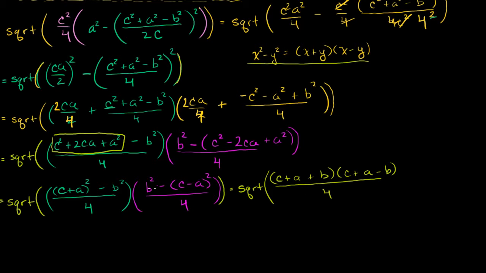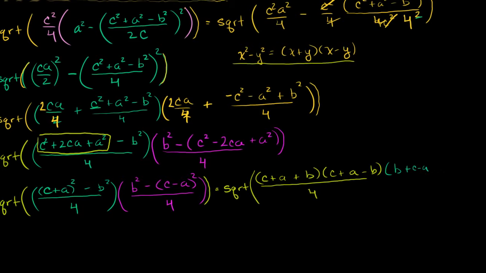And then we have this one. This is going to be b plus c minus a. So we're going to have b plus c minus a. Let me scroll down to the right a little bit. Times, right, b plus c minus a. Right, that's x plus y times b minus c minus a. Or that's the same thing as b minus c plus a. That's the same thing as b minus c minus a, right? All right, and all of that over 4.